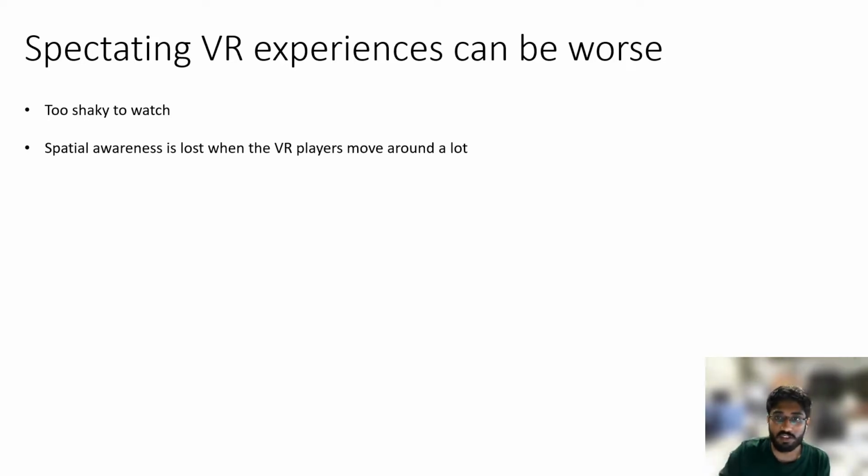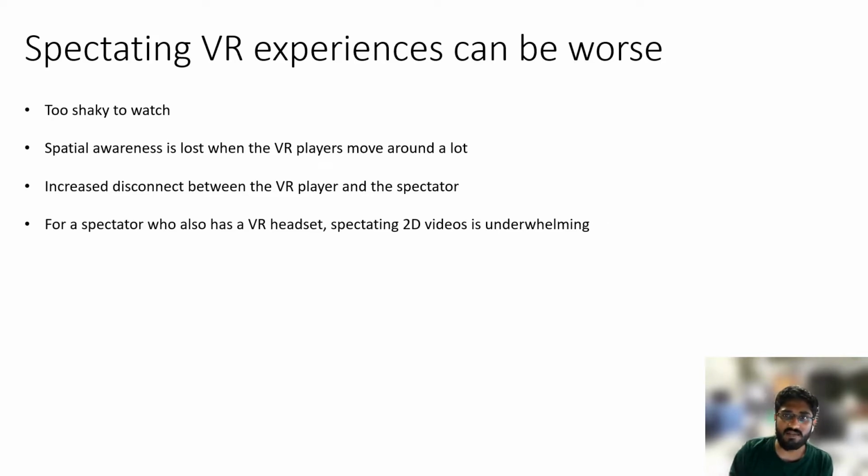People who view these 2D video feeds often lose a sense of direction in the scene, especially when the VR user moves around a lot. It also increases the disconnect between the two. What is impressive and immersive for a VR user need not be so for the viewer. The viewers then could fail to empathize with the emotions of the VR user. And finally, even if the spectator has a VR headset, they still have to watch the vanilla 2D video of the VR activity. This may be disappointing and underwhelming for a spectator.